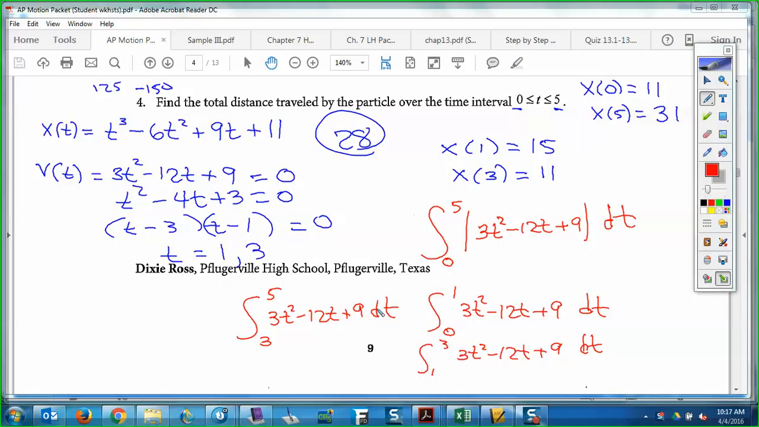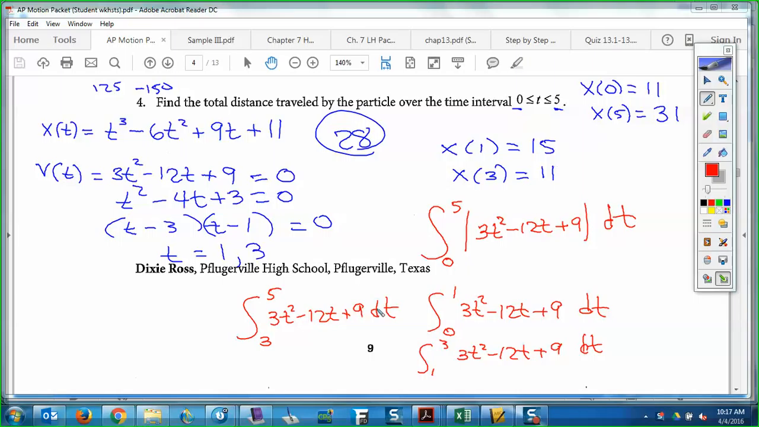See, and because here's the thing. By setting that velocity equal to 0, I'm finding when it's turning around. So now I can do the areas, because now I know in between those it's not going to turn around, because I found when it turned around. It's 1 and 3. So between 0 and 1, it's not going to turn around. It's going to go from 11 to 15. Boom, that's 4. Then it's going to go from 15 to 11. So that's negative 4. Okay, so now it went 8.